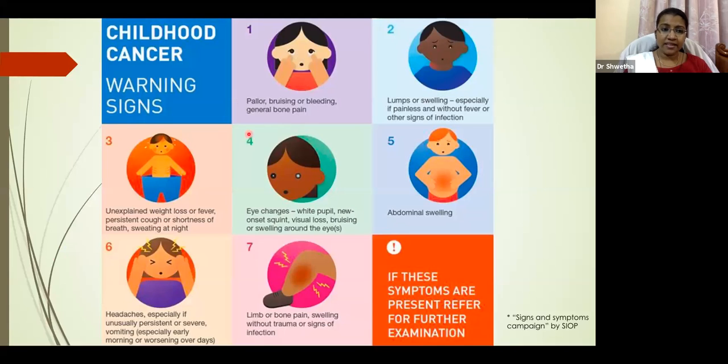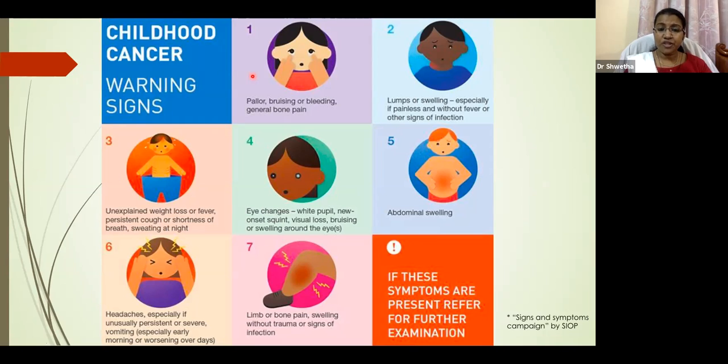Then this is a slide that I like to show in most of my presentations. It's a very beautiful pictorial representation of the childhood cancer warning signs. This poster was brought about as the Signs and Symptoms campaign by IAP, which is the Society of Pediatric Oncology. It's a European society. And they brought it about to improve the childhood cancer awareness. And it's a very nice poster which helps us to remember the warning signs.